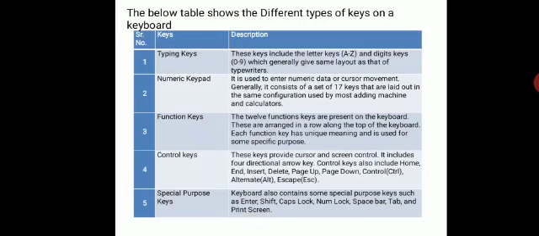The 12 function keys are present on the keyboard. These are arranged in a row along the top of the keyboard. Each function key has a unique meaning and is used for some specific purpose. Fourth one is control keys. These keys provide cursor and screen control. It includes 4 directional arrow keys below. Control keys also include home, end, insert, delete, page up, page down, control, alternate, escape. These are all control keys.